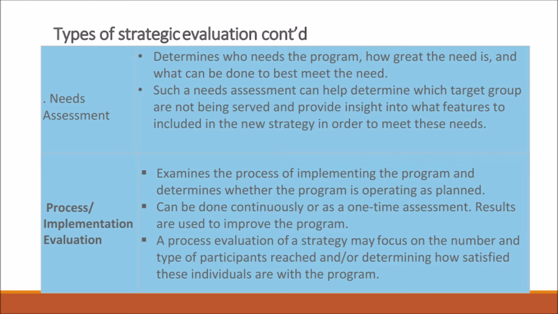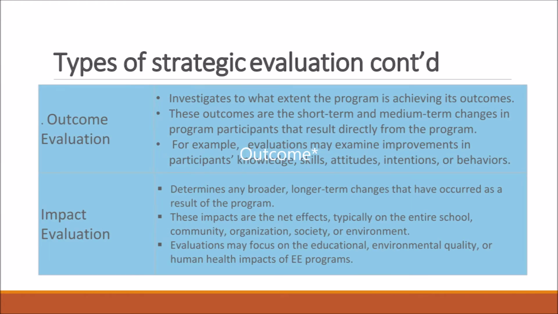And then also you have the output evaluation, and this investigates to what extent the strategy is achieving its outputs or its outcomes. The outcomes are the short-term and the medium-term changes that take place. Okay, so for example, an outcome evaluation can look at how many improvements there are in the participants' knowledge, their skills, their attitude, their intention, or behavior.